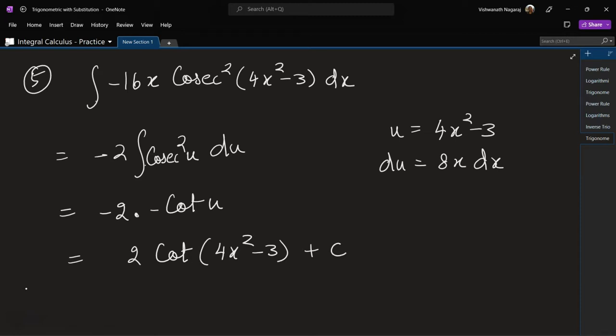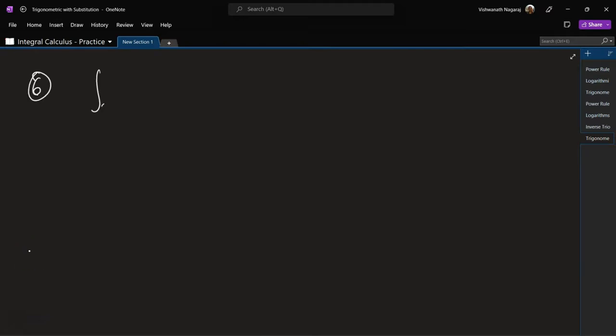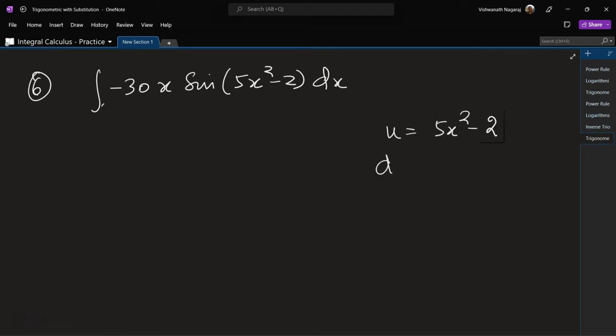Here you have a multiplication. Okay. Sixth one, integral of minus 30x sine of 5x square minus 2 dx. U would be 5x square minus 2. Du would be 10x dx.